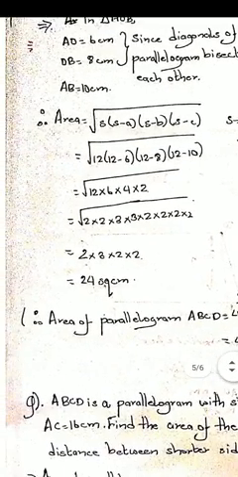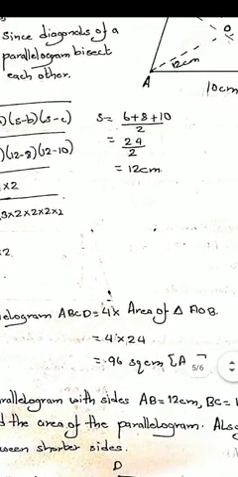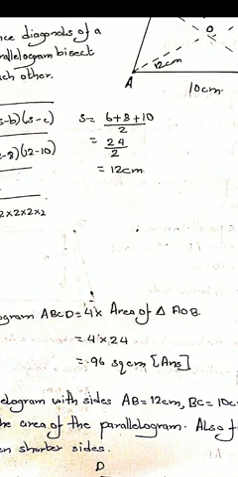So as I've been telling you, the area of parallelogram ABCD will be 4 times the area of the triangle AOB, which happens to be 4 into 24 equals 96 square centimeter. I hope this is clear.